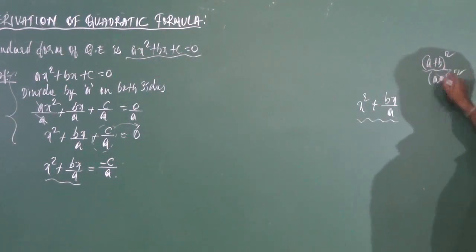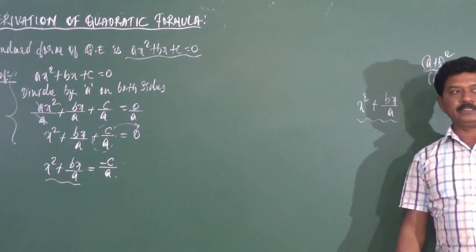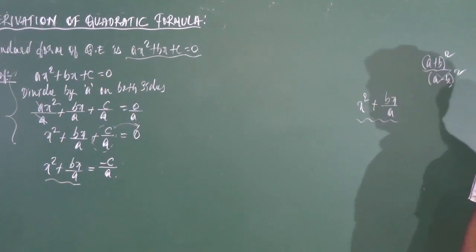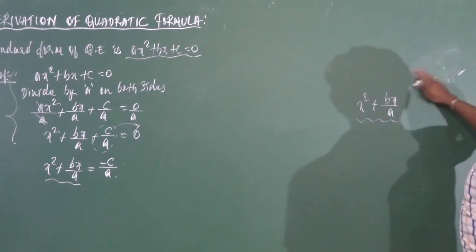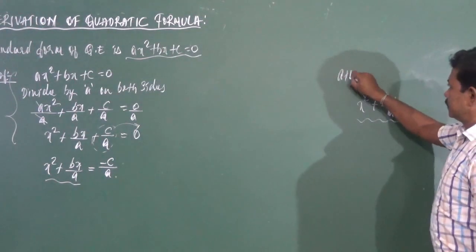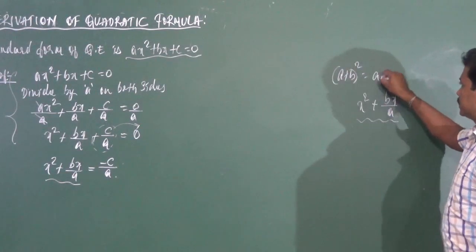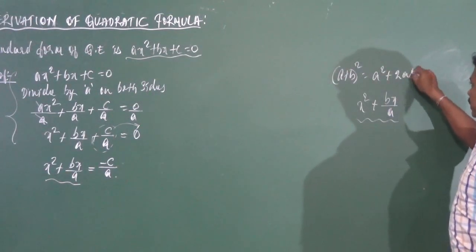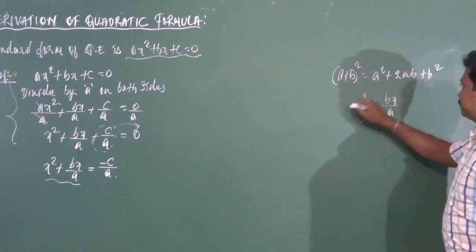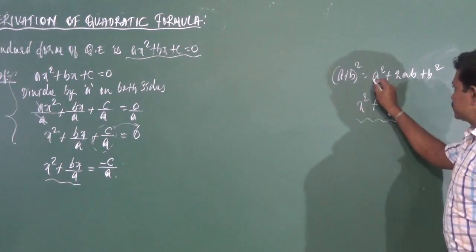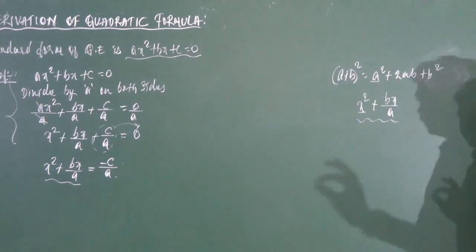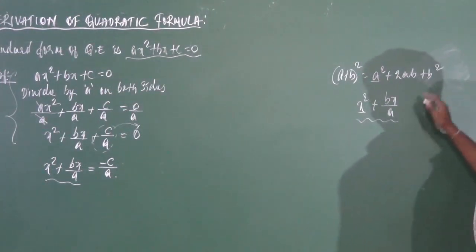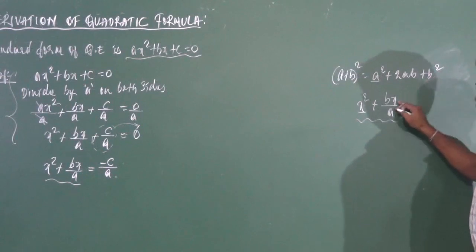So therefore you have to convert this into a perfect square, which is in the form of (a plus b) whole square. Okay, right? So (a plus b) whole square can be written as a square plus 2ab plus b square. So in the place of a square we have x square, and in the place of b square we have bx by a.